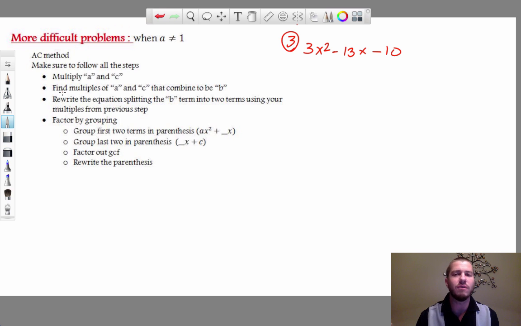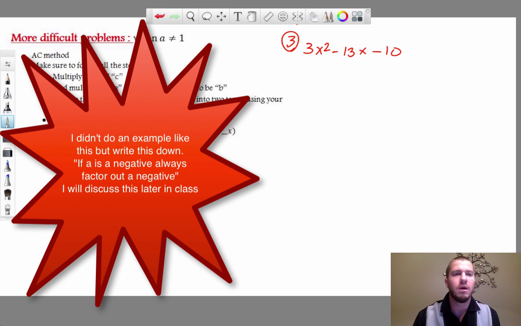There are a lot of different ways to factor, a lot of different methods that teachers use. This is the most common that people should have seen from Algebra 1, which is why I'm showing you this one. So the AC method, you have to make sure you follow all of these steps. And a lot of people only follow a couple and then skip some, and you end up getting it wrong.